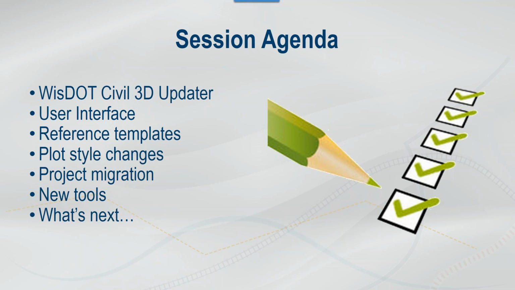Topics for today's agenda include improvements to the WisDOT configuration, installation, and update process, improvements to the user interface, reference templates, plot style changes, project version migration, decisions, and workflow. We'll talk about some of the new tools we've developed for Civil 3D 2018, and we'll cover some of the other current and upcoming initiatives that our Civil 3D team is working on. With that, I'm going to hand it over to Eric to cover our configuration, installation, and update processes.